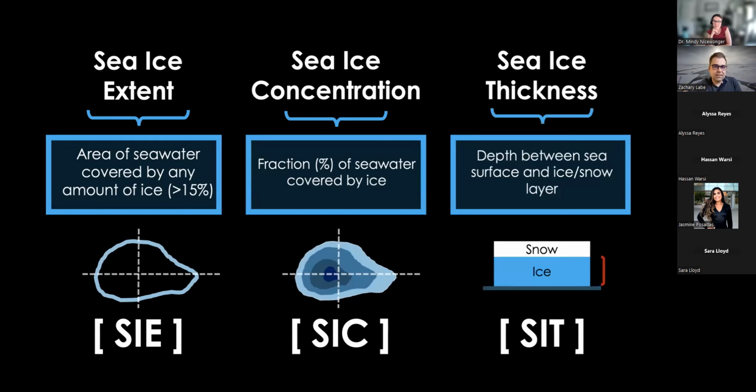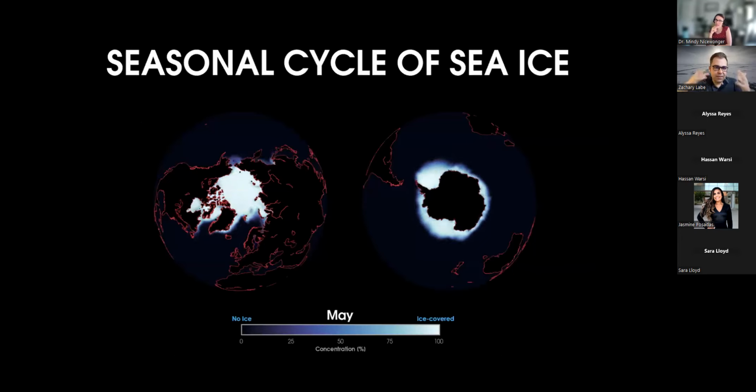And then there's the thickness of ice. This is what it sounds like. It's the actual thickness of the ice between the ocean and the top layer where there's snow. So, without climate change, there is a seasonality of sea ice.